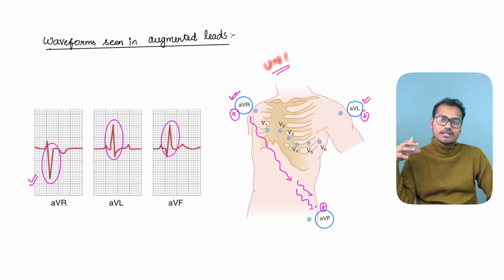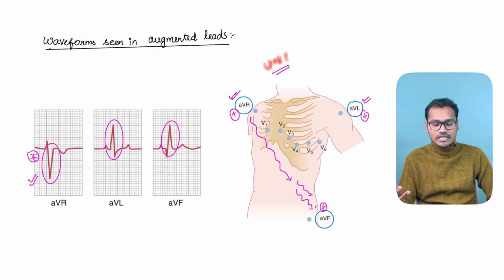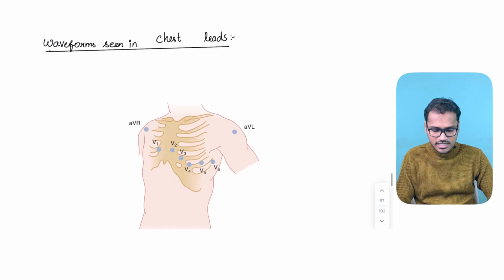The AVR is looking at the heart from away from the heart. So this should be negative in a normal individual. This is one important point. Many people tend to find AVR negative and they get panicked about why it is an inverted wave. But the logic behind that is it is looking away from the heart. Next, coming to the chest leads.